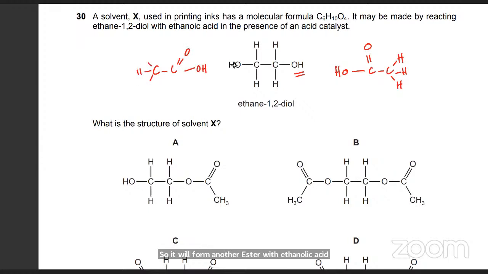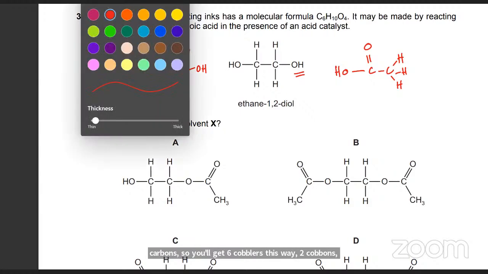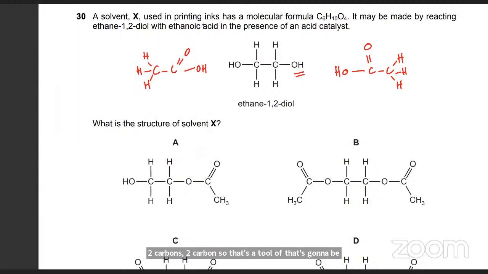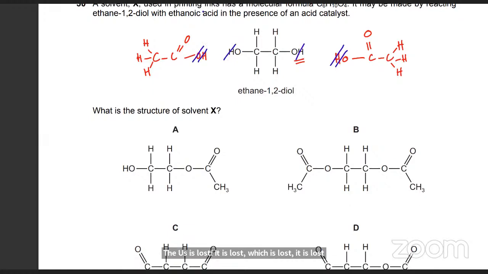And there are 3 H's. So it will form another ester on the other side as well. You get the formula of the compound, the product is 6 carbons. So you'll get 6 carbons this way: 2 carbons, 2 carbons, 2 carbons. That's going to be a total of 6 carbon atoms. So the OH is lost, H is lost, OH is lost, H is lost, and they'll connect in the middle to B.